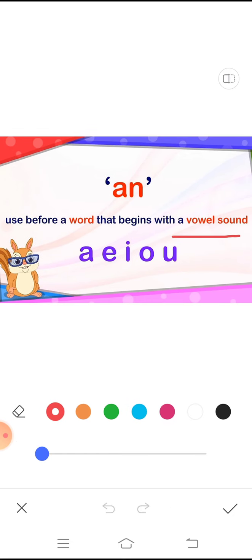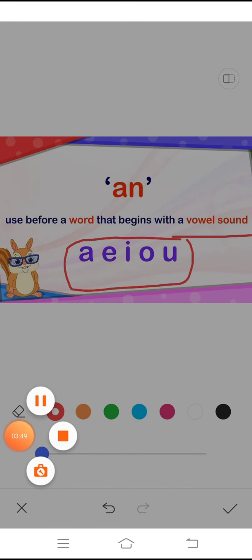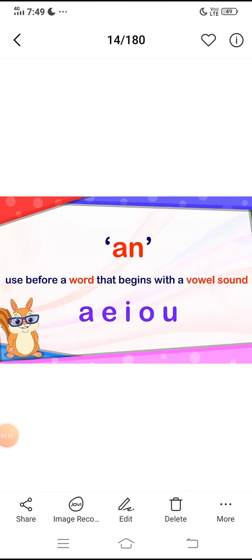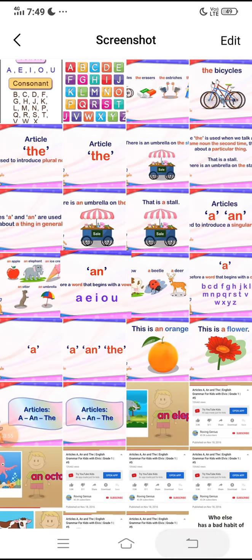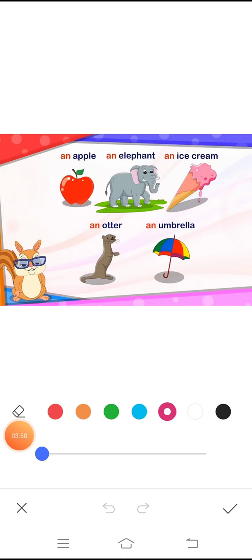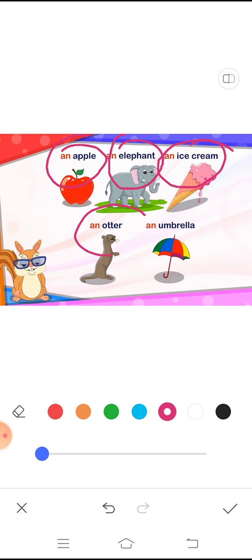And an is used before a word that begins with a vowel sound. Already we learned what vowel sounds are. The vowel sounds are a, e, i, o, u. So an is used before vowel-sounded words. For example, an apple, an elephant, an ice cream, an auto, an umbrella. In umbrella, it gives the sound a, but it starts with u. So these all begin with a vowel-sounded letter.